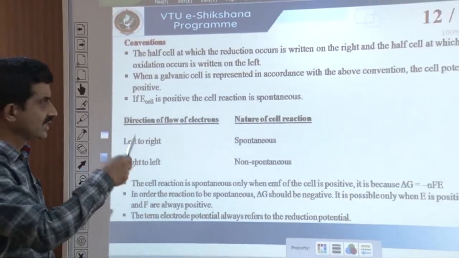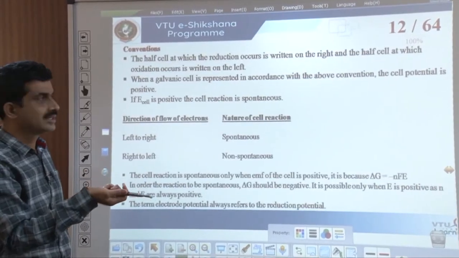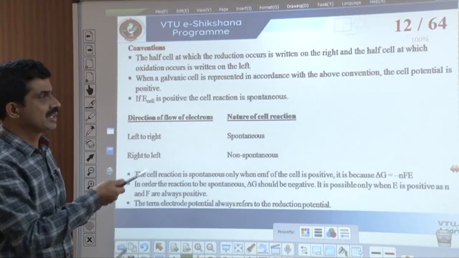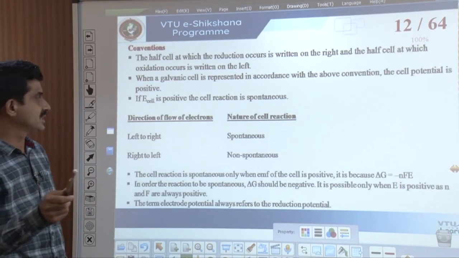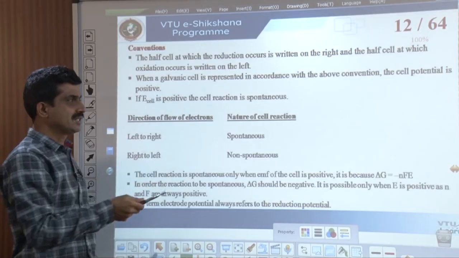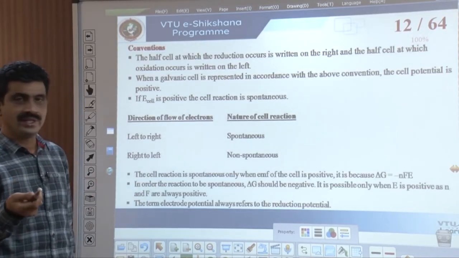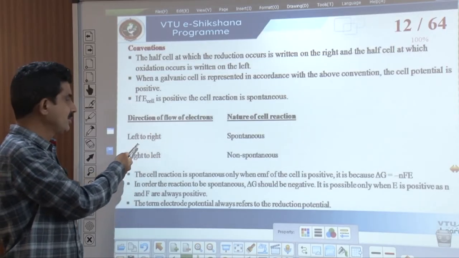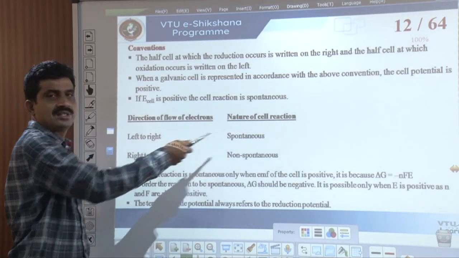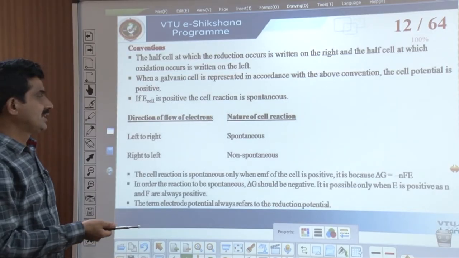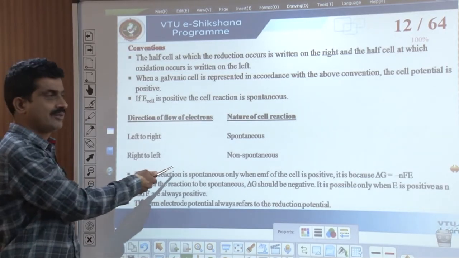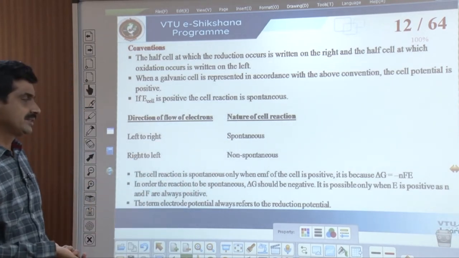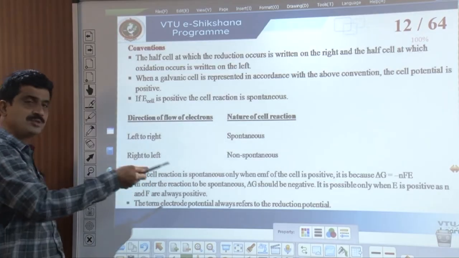So only we have written zinc on the left and copper on the right. Then when a galvanic cell is represented in accordance with the above convention, the cell potential is always positive. If E cell is positive, then the cell reaction is spontaneous. See here, the direction of flow of electrons: if from left to right, then the reaction is spontaneous. If the direction of flow of electrons is from right to left, then the nature of the cell reaction will be non-spontaneous.